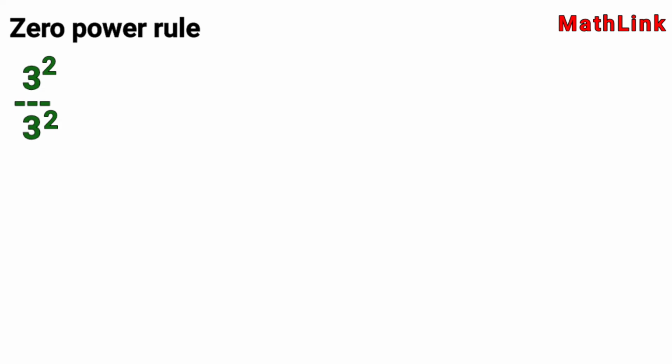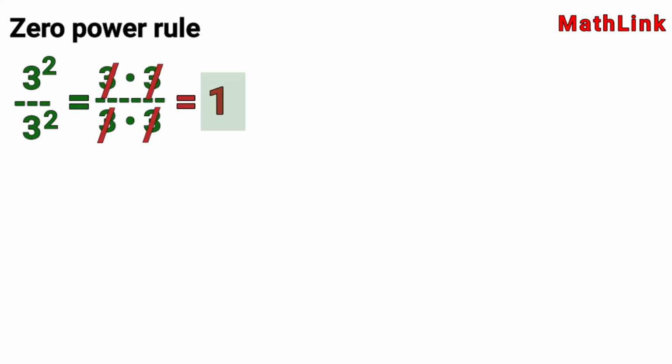Zero power rule. Consider 2 ways of simplifying the expression 3 raised to 2, over 3 raised to 2. 3 raised to 2 means 3 times 3. And 3 divided by 3 is equal to 1.